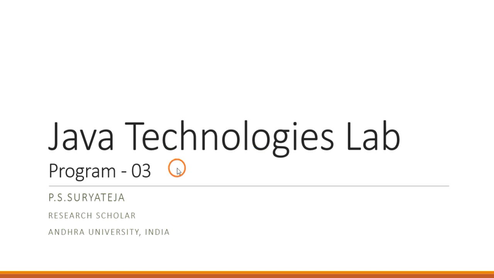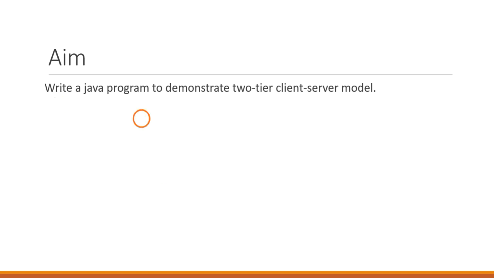In this video, I am going to discuss the theoretical concepts associated with program number 3. The aim of this program is to write a Java program for demonstrating the two-tier client-server model. So we are going to demonstrate how a two-tier client-server model works.